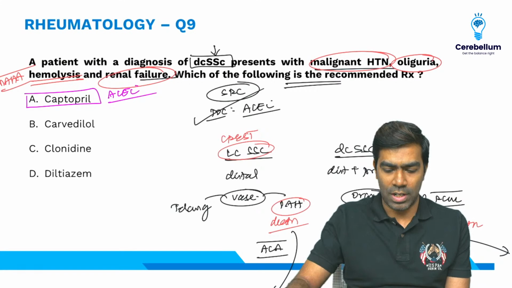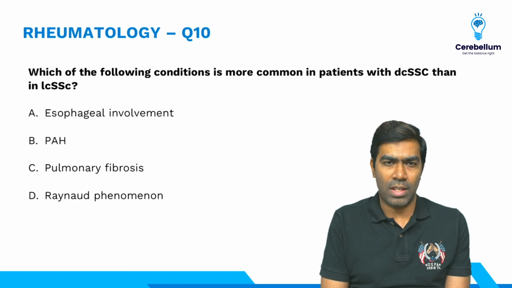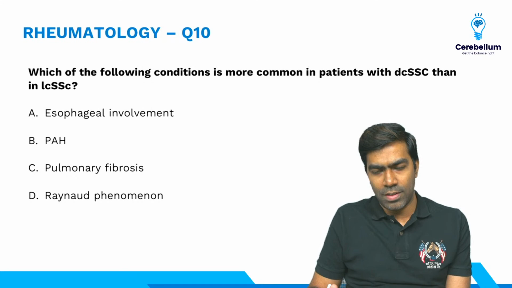Coming to question number 10, which of the following conditions is more common in patients with diffuse cutaneous variety of scleroderma compared to the limited cutaneous variety of scleroderma? I think I've mentioned this already. So this is an easy one, basically. We have discussed that just in the previous slide. So why do you want to think at all in the first place?